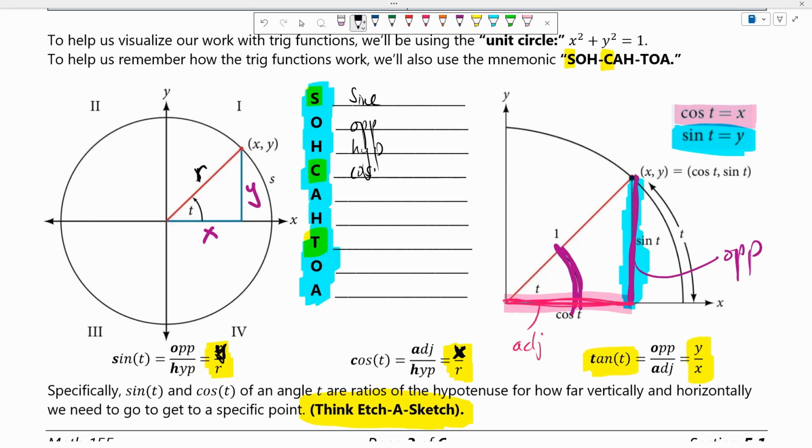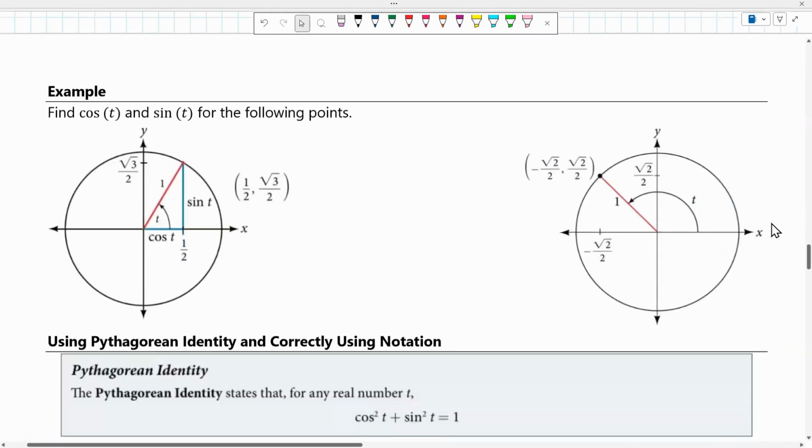Cosine is equal to adjacent over hypotenuse. And tangent is equal to opposite over adjacent. There we are. Now, these are the definitions of sine, cosine, and tangent. In practicality, this is what we really do with them.